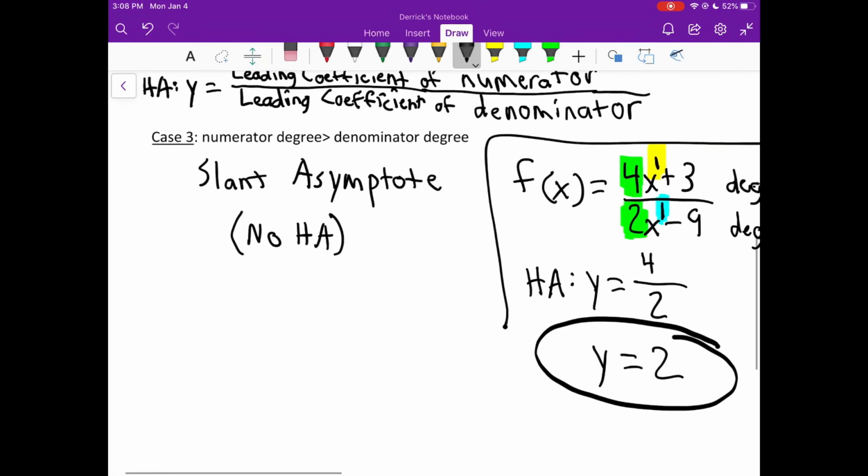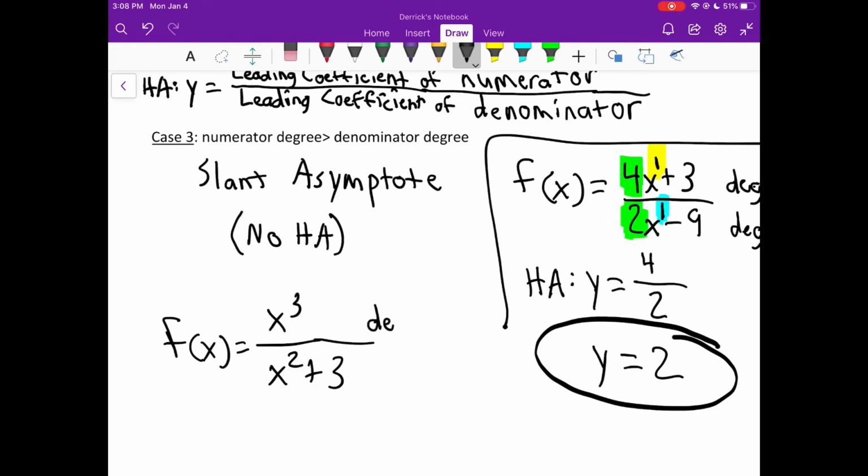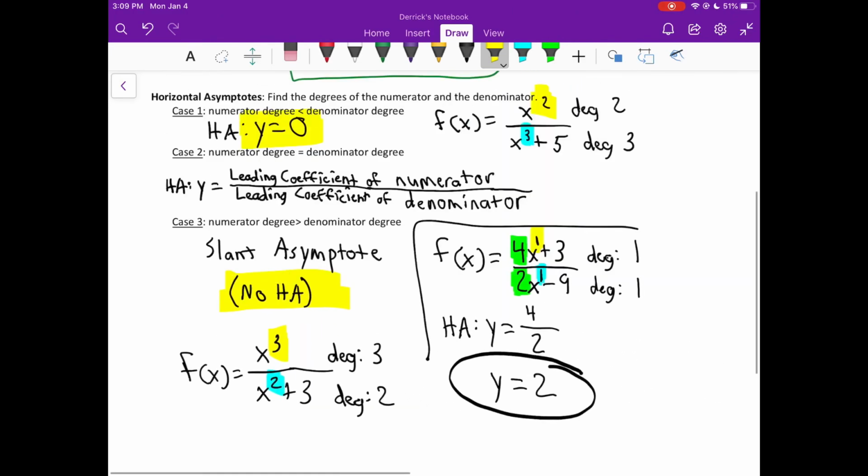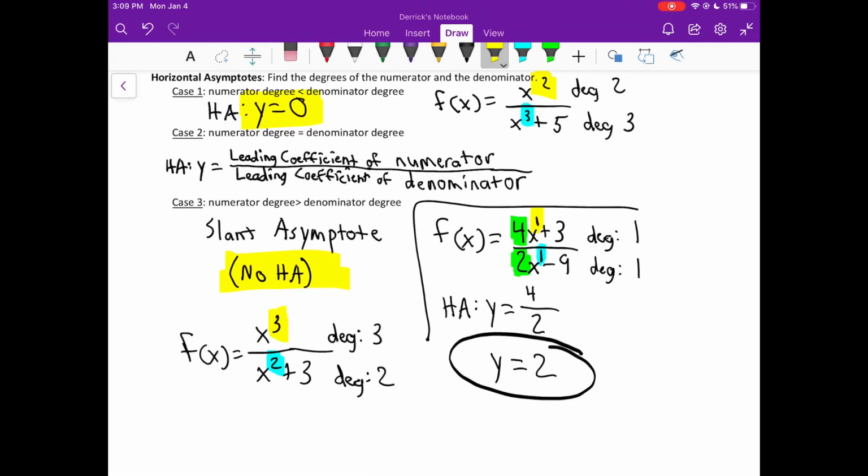And then real quick, I guess to give you an example of case 3, let's say I gave you the function f of x equals x to the third over x squared plus 3. Well, that's a degree of 3 in the numerator, and that's a degree of 2 in the denominator. Since 3 is greater than 2, that would mean you have a slant asymptote, or in other words, you would say you have no horizontal asymptote at all. Obviously, you can have much more complex functions that are harder to solve out, but these are the basic rules that you need to be able to follow to find your vertical and horizontal asymptotes.